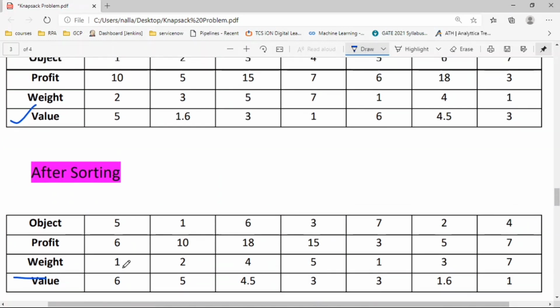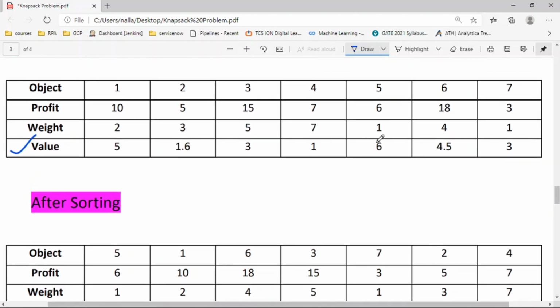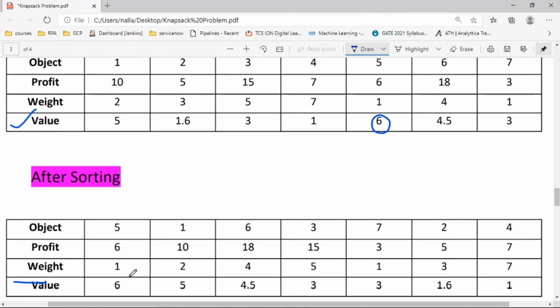So see, the value is 6 and the object is 5, its profit is 6 and the weight is 1. Then for the value of 6 the object is 1 and the profit is 6 and the weight is 1. So I sorted all 3 columns based upon my value column. Okay, this is my second step.